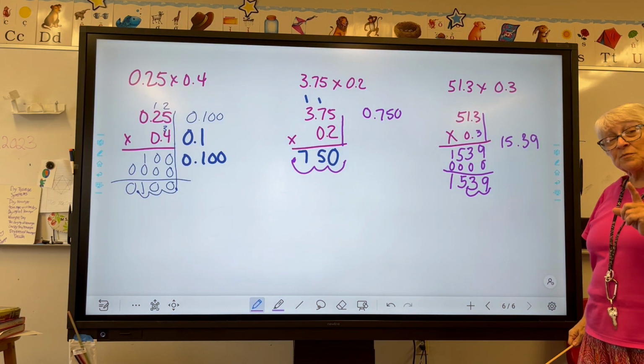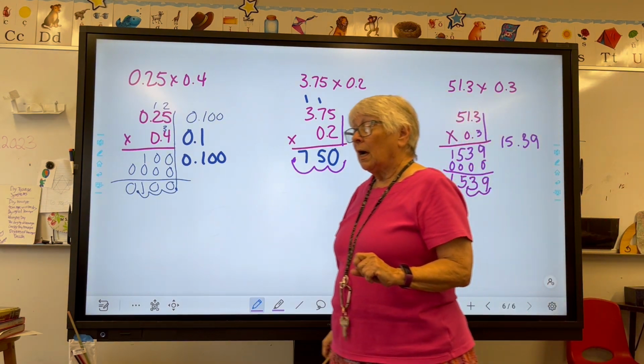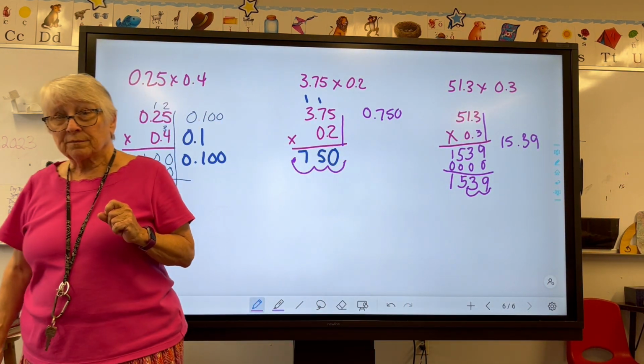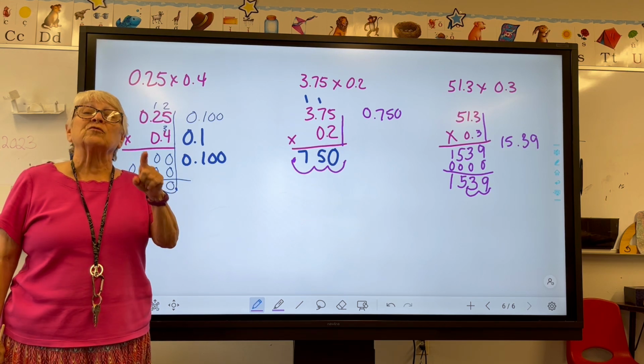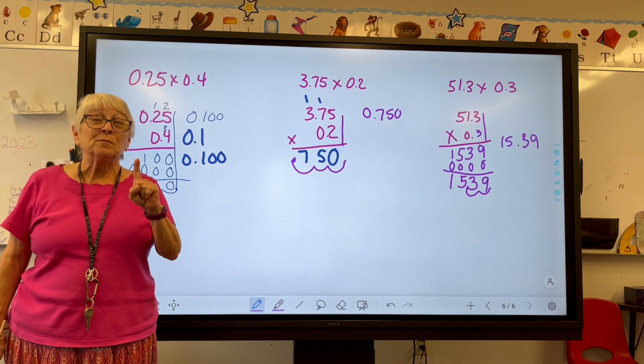Okay? That's part 1 of multiplying decimal numbers. Now, what do you know if I put part 1? That's right. There's going to be a part 2.